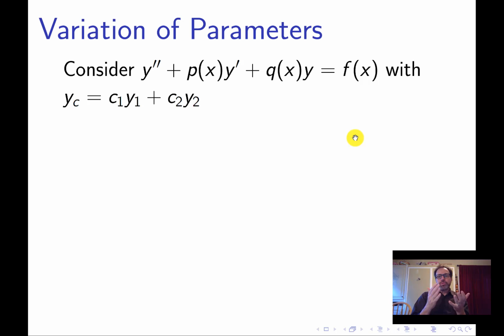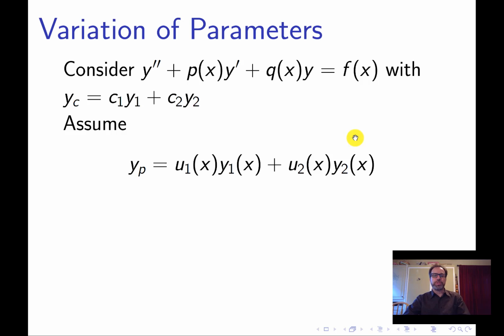So we're going to use what's called variation of parameters in order to find a particular solution. This only changes how we're finding the particular solution. Everything else about the way we did undetermined coefficients, where we found a particular solution and then put it together with the complementary solution, is still going to be the same. We're just using a different method to find the particular solution.